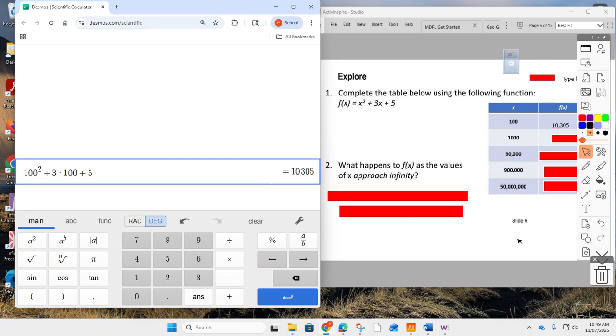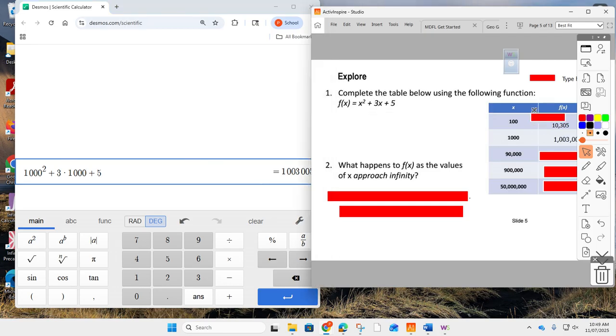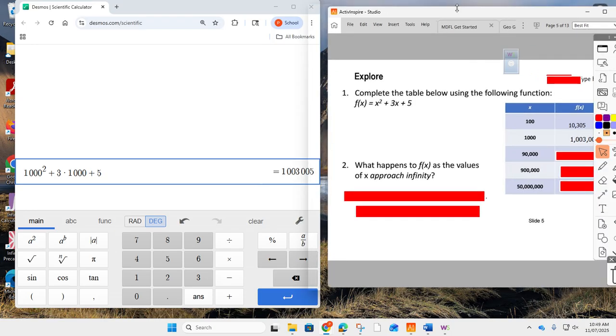So we're looking kind of at the relationship, what this is going to look like. So we're going to keep plugging in. Beauty of that Desmos calculator. Now my input, I want it to be 1,000. I can just go over here and add a 0 in both spots. So now it's 1,000 squared plus 3 times 1,000 plus 5. And it's 1,003,005.